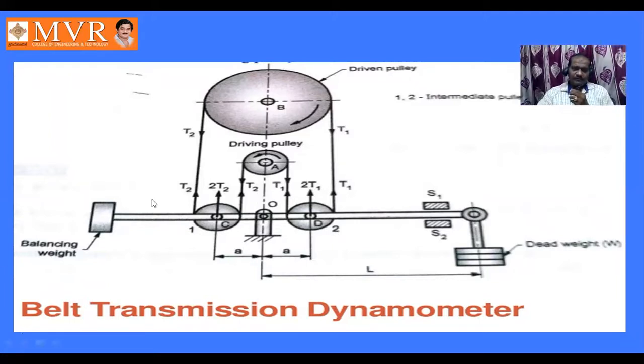Here, if you observe, tension T2, and here also tension T2 is there. So the sum of these two is 2T2. Here T1, T1, the sum of the two is 2T1. A is the driving pulley, B is the driven pulley. So we are going to measure the power of this driving pulley. The driving pulley is rotated by a prime mover or a machine. How to calculate that? We are going to learn in this class.